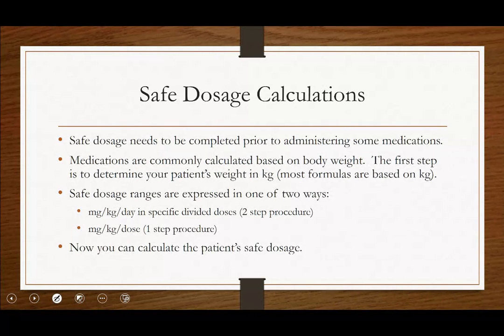The last example we'll cover here is a safe dosage calculation. Safe dosages need to be completed prior to administering some medications, and they're commonly based on the patient's body weight. So the first step is to determine the patient's weight in kilograms, and you'll often see the dosage ranges that are safe expressed in a couple different ways.